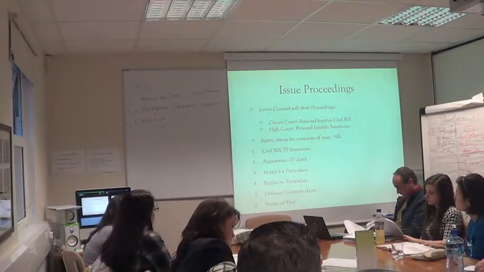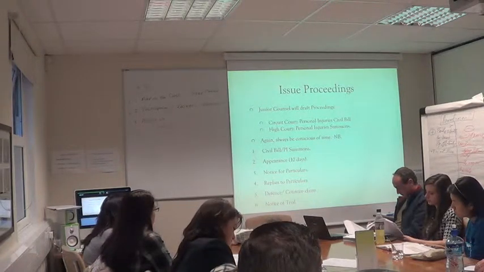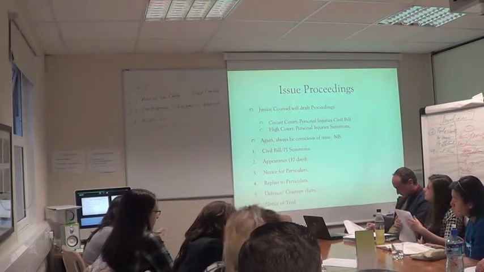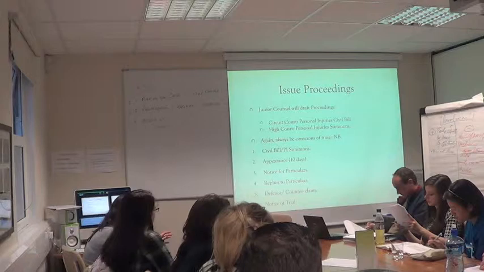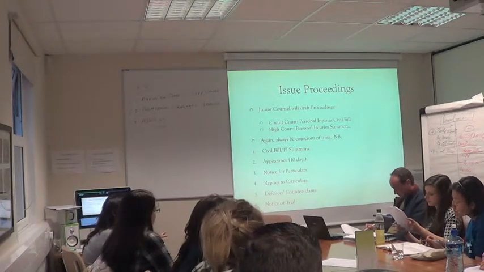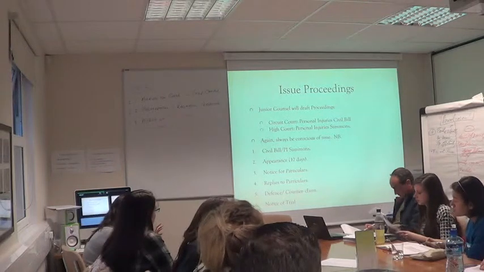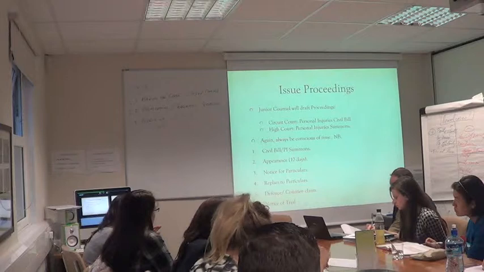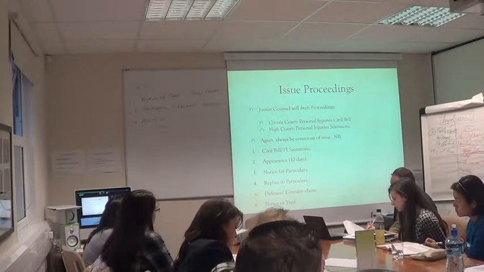If you're taking the case in the Circuit Court, you must lodge what's known as a personal injuries civil bill. This sets out the detail of the personal injuries action. If you're taking the case in the High Court, it is a slightly different name. It's a personal injuries summons. Again, there are templates, and these will be drafted depending on the level of detail and the complexity. These will be drafted by the junior counsel.